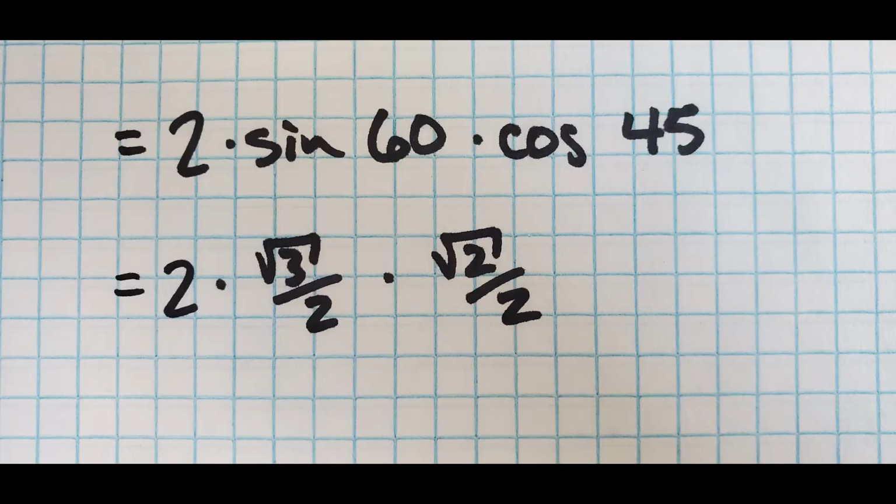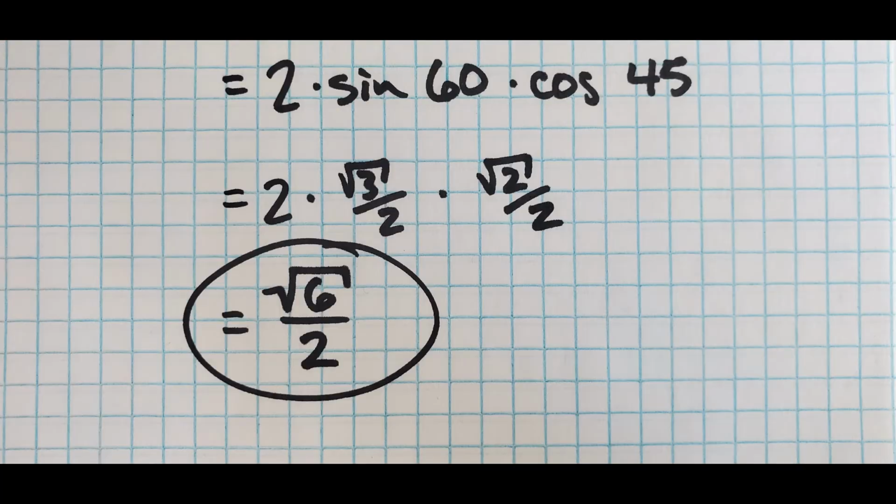Multiply the tops, multiply the bottoms. Some stuff, the 2's will cancel out, but it's not a big deal. We end up with the square root of 6 divided by 2, and that is our final answer. We don't have to do anything beyond that. Okay, so that is it for the examples.